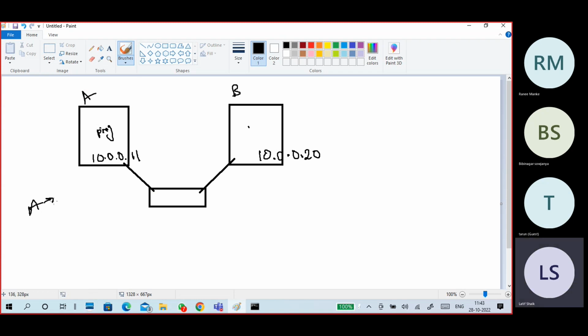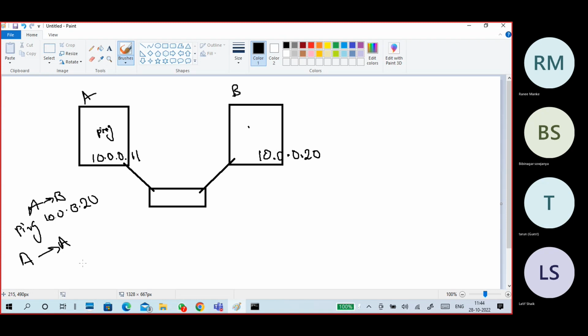A to B communication. A pinging B, ping 10.0.0.20. Right? Now, A to A communication.